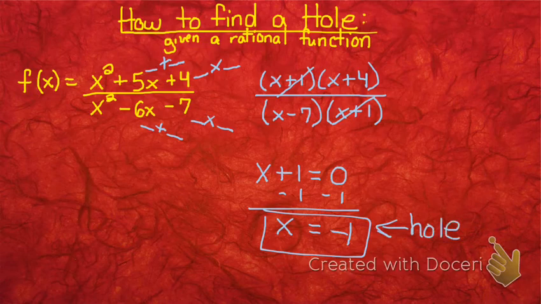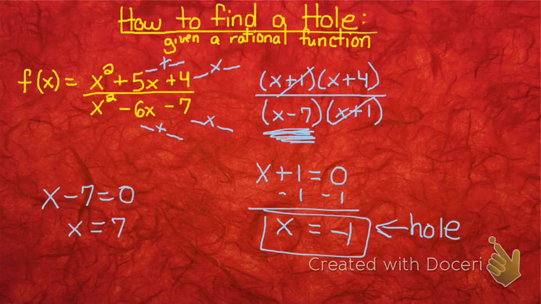And in this case, I have x minus 7 as my other factor. That will indicate where my vertical asymptote will be. So if I set that equal to 0 and solve for x, I'll get x equals 7, which would give me my vertical asymptote. If I didn't have another factor in the denominator, I wouldn't have a vertical asymptote. And that's how you find the hole.